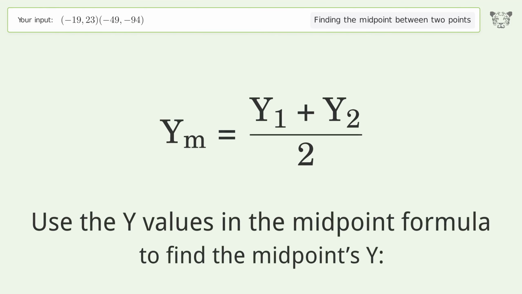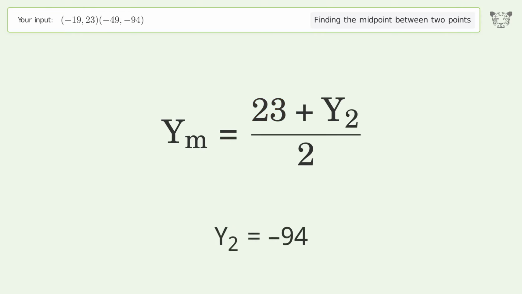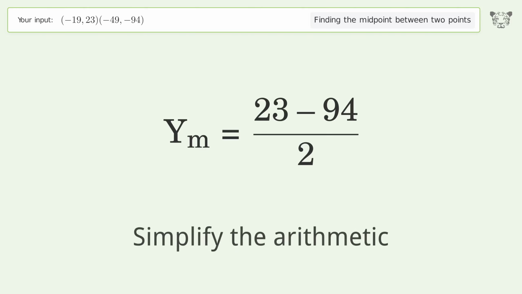Use the y values in the midpoint formula to find the midpoints y. y1 equals 23. y2 equals -94. Simplify the arithmetic.